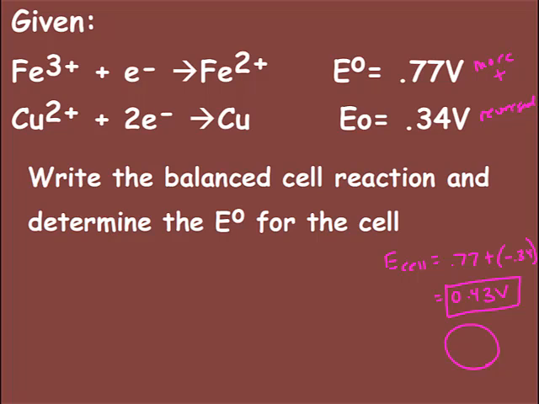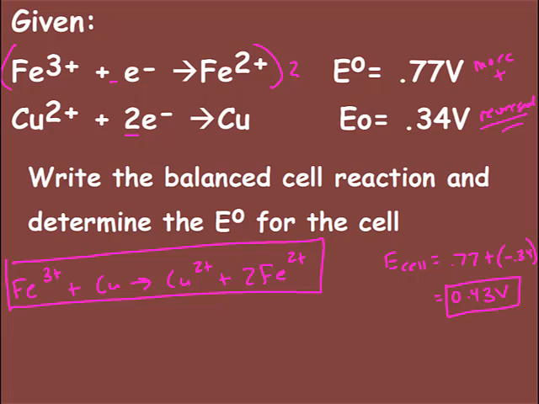Now for my balanced equation, I have 1 electron and I have 2 electrons. So I only need to multiply the top reaction by 2. I don't need to multiply both of them. Sometimes I multiply one, sometimes I multiply both, sometimes I don't have to multiply either. So I've got iron with a +3 plus copper metal, because remember I reversed that reaction, goes to copper +2 plus 2 Fe2+.